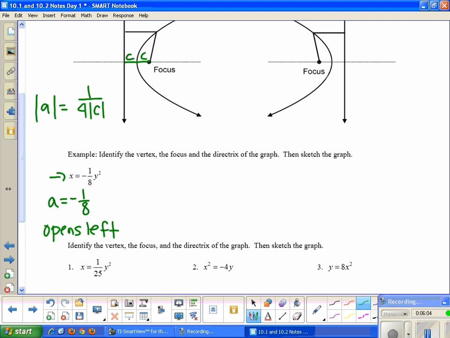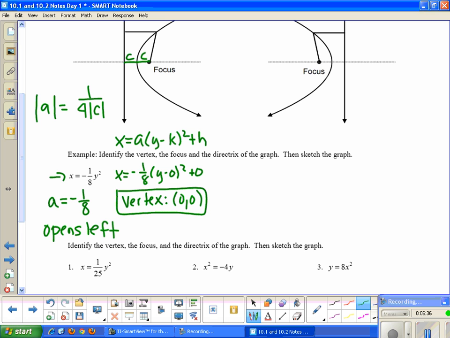Now, also for this, remember the equation x equals a times y minus k squared plus h. Well, if there's nothing attached to the y and nothing added on the outside, then that means that my vertex is going to be at 0, 0. So in this case, I could rewrite this as x equals -1/8 times y minus 0 squared plus 0. So that means that my vertex is at 0, 0. So I got the vertex.